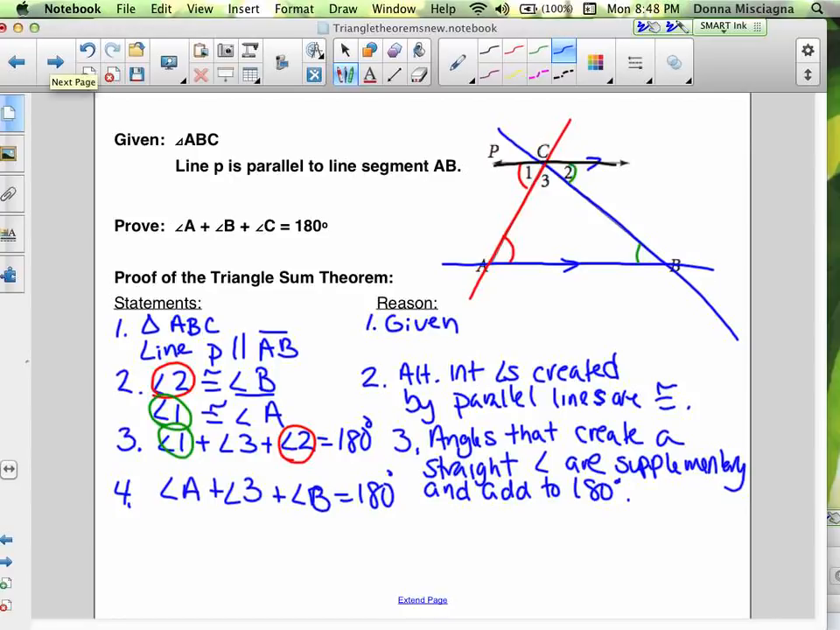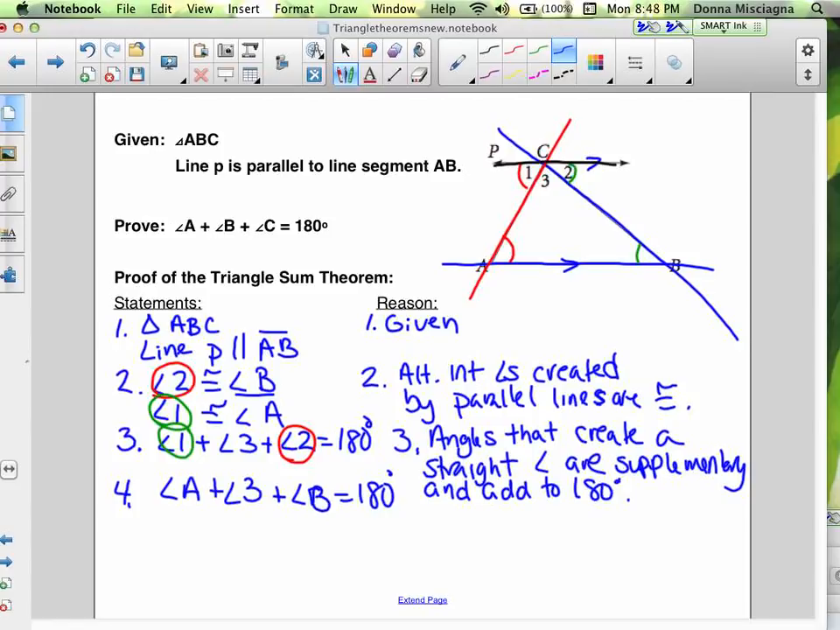Now we're not doing anything with the angle 3. Now I have angle A plus angle 3 plus angle B equals 180 degrees. And notice that angle C here is the exact same thing as angle 3.